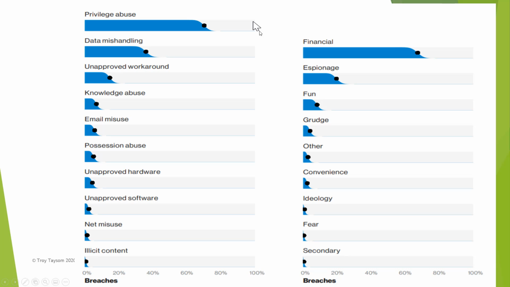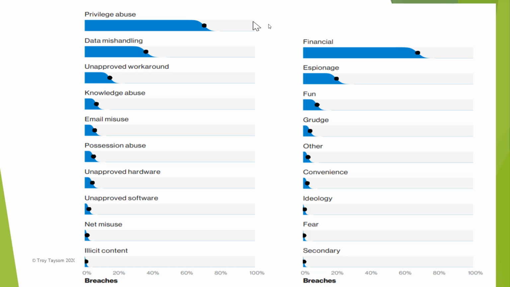All right. So here are some of the other ones. So you have privilege abuse, data mishandling, unapproved workaround, knowledge abuse, email misuse, possession, unapproved hardware, financial espionage for fun. Let's look at the big one. So privilege abuse, that's a big one. And privilege abuse is exactly what you think it is.